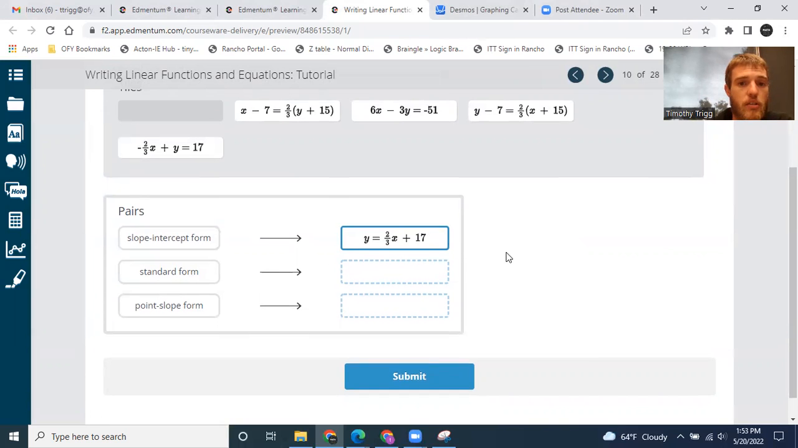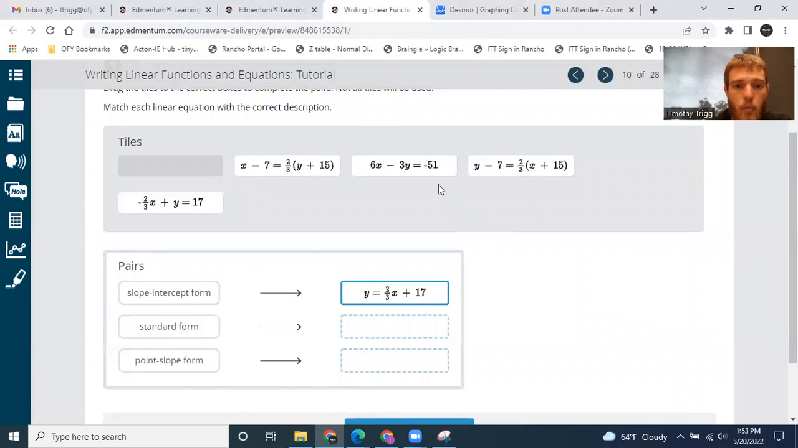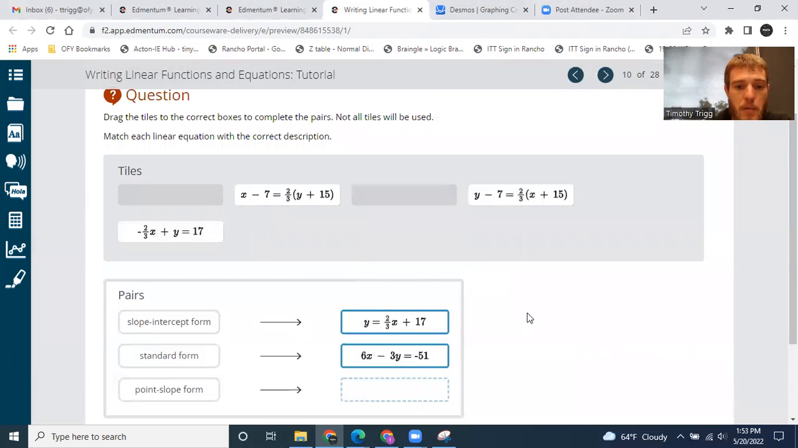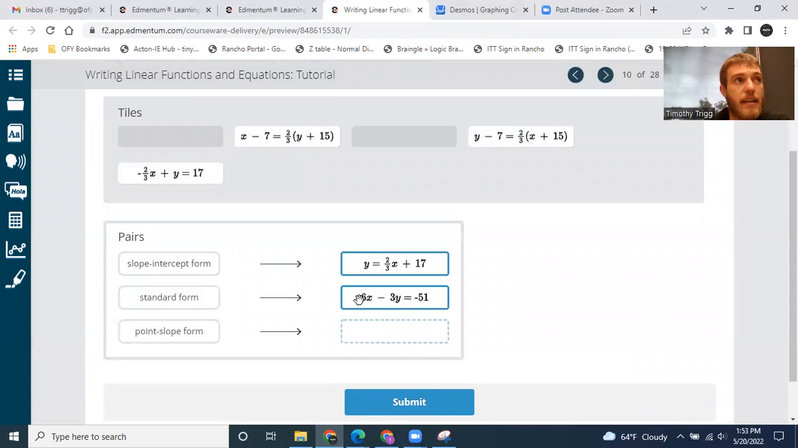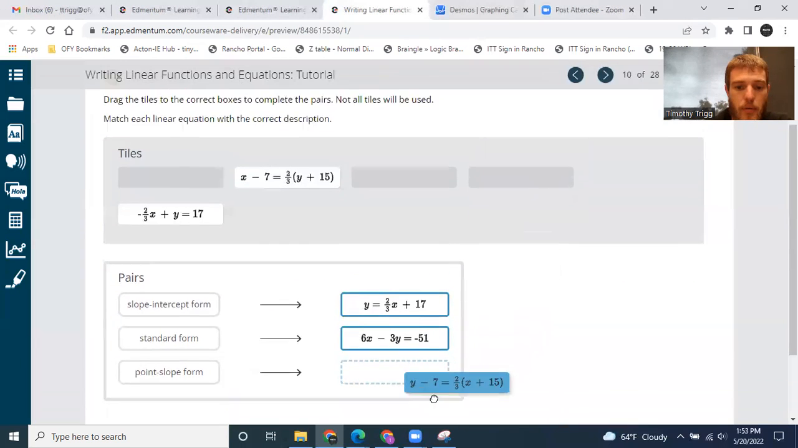Standard form. So which of these are in standard form? Well, this one would be in standard form here. Here your A is 6, your B is -3, and your C is -51. Lastly, point slope form would be this one.